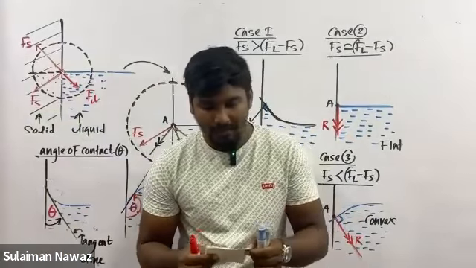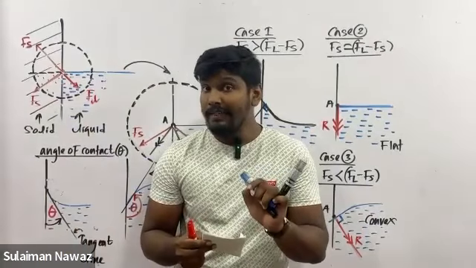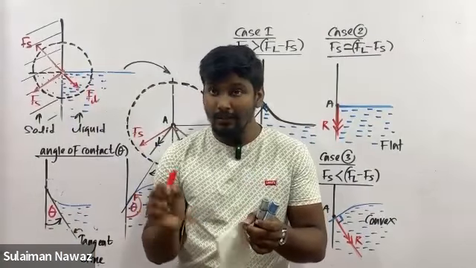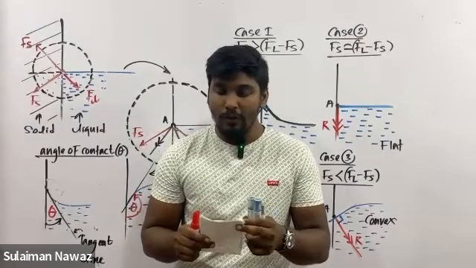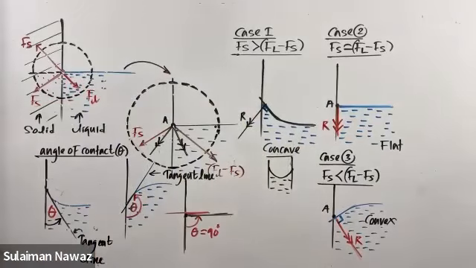Now write down an important point. When the angle of contact is 0 (inside the bracket, 0 or very small), it is said that the liquid wets the solid.